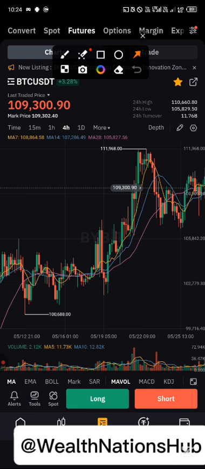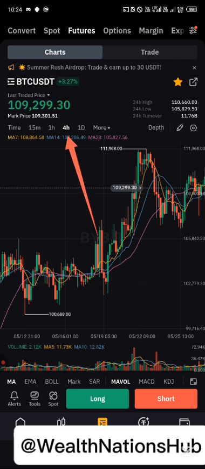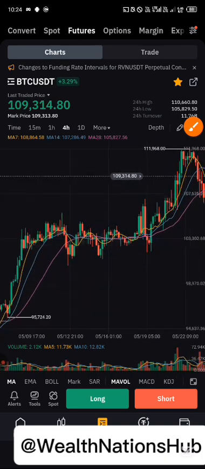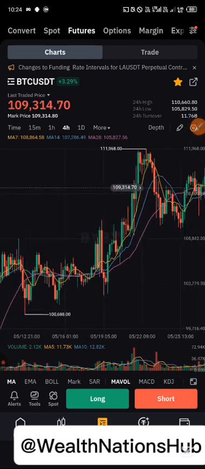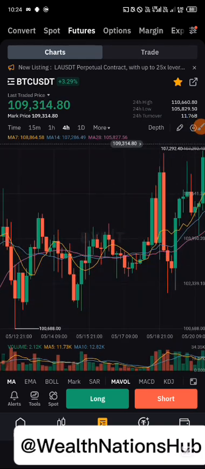I told you, to get the best chart pattern, you must use a higher time frame, preferably 4 hours to 1 day. So we are on the 4 hours time frame. So how do we get a double top pattern?